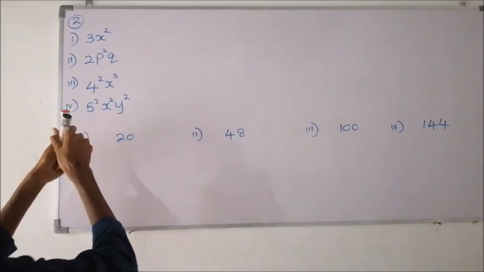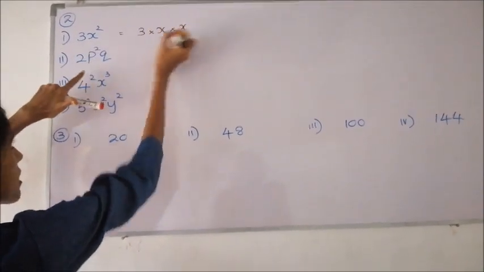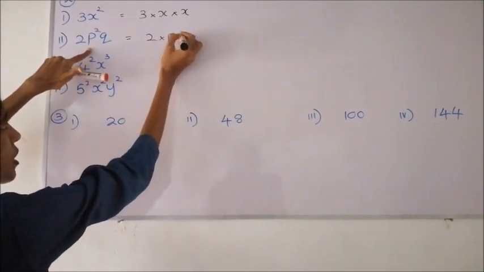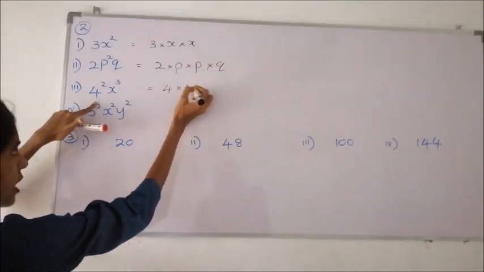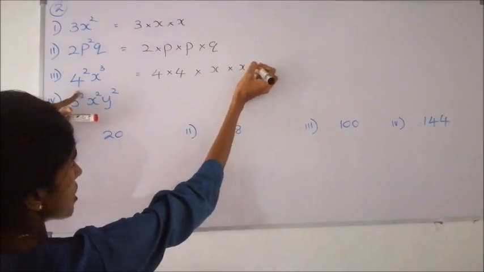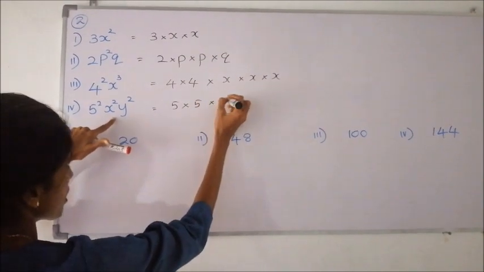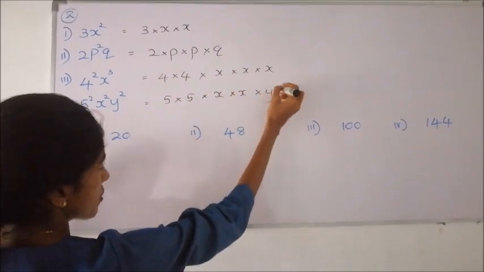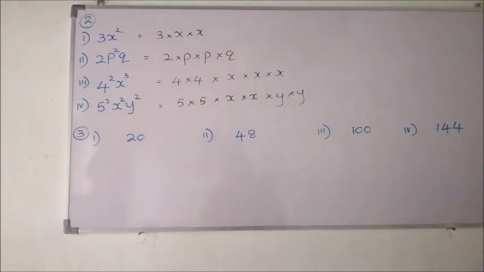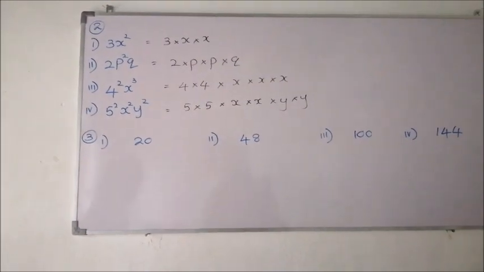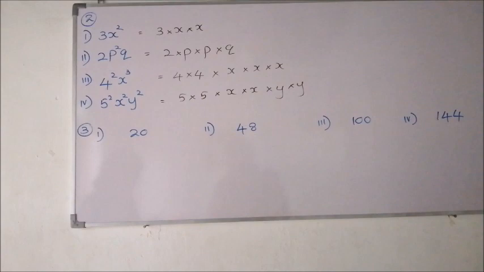By expanding, we need to write here 3 only once, x 2 times. Here 2 into p into p into q. Here 4 should be repeated 2 times, x should be repeated 3 times. Next, 5 should be repeated 2 times, x 2 times, y 2 times. This is how we expand the given index notations.